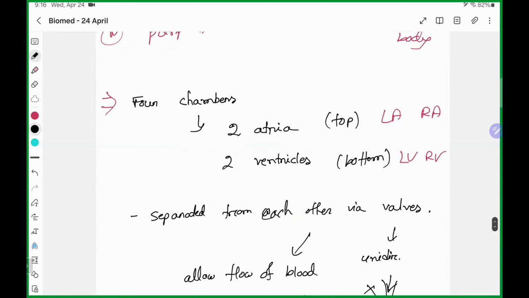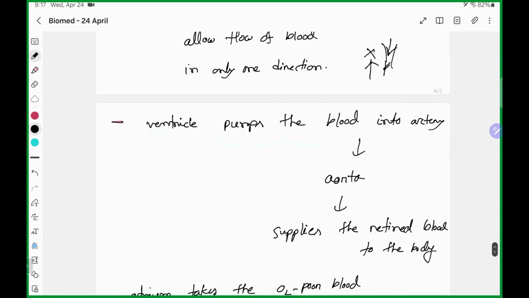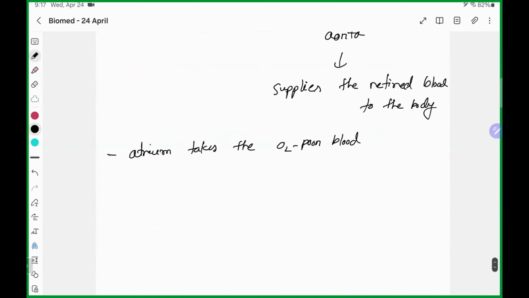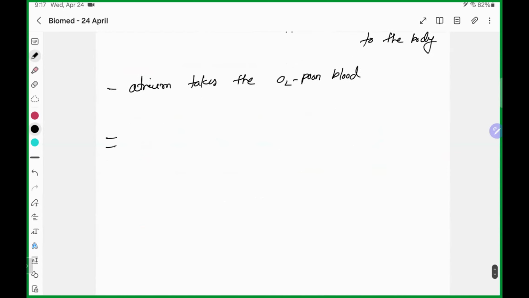So what I started with: the atrium takes the blood, the oxygen poor blood. Then something happens inside, we'll see. And at the end, the ventricle pumps the blood back into the artery. That is the whole process, something that was discussed in the video. We'll see how it works step by step. Before going there, just to give you some of the names.